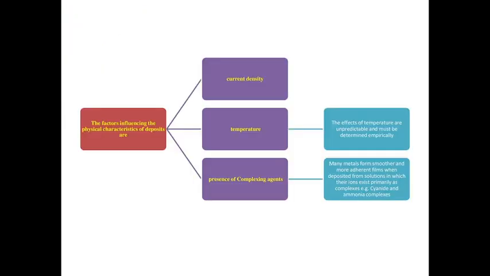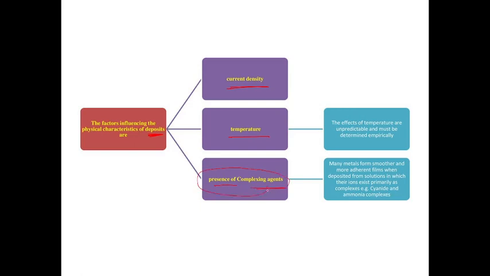Now, the factors influencing the physical characteristics of deposits, whatever metals are depositing on the cathode. What are the factors which are responsible? These are the current density, meaning how much charge you are providing, which is only current, you can say delta Q upon delta T. Then temperature, then presence of complexing agent.